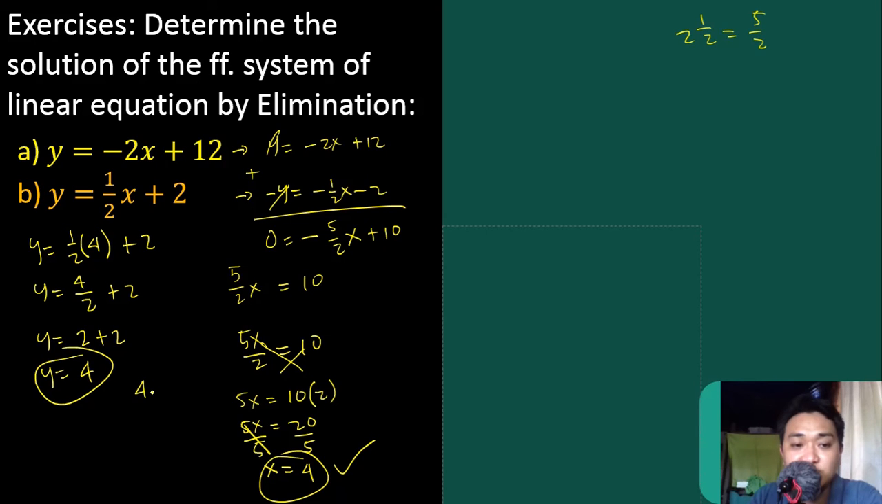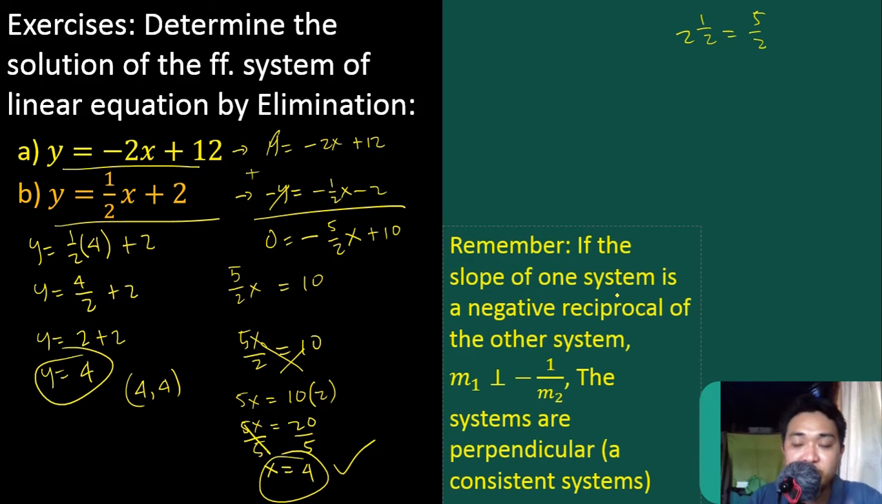Meaning, the coordinate (4, 4) solves both these linear equations: y is equivalent to negative 2x plus 12 and y is equivalent to 1/2 x plus 2. Remember that if the slope of one system is a negative reciprocal of the other system, the systems are perpendicular to each other, and they are also referred to as a consistent system.